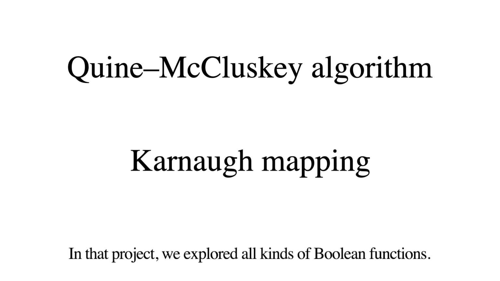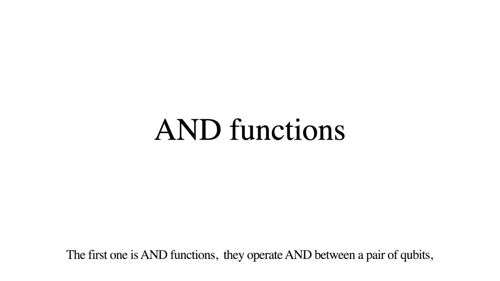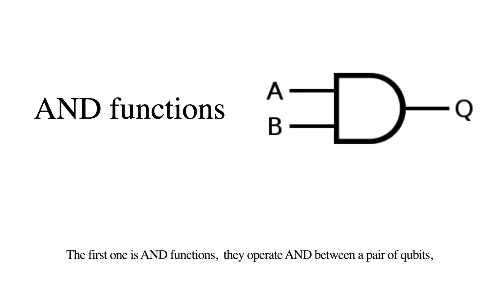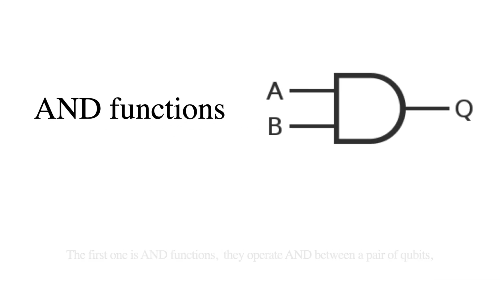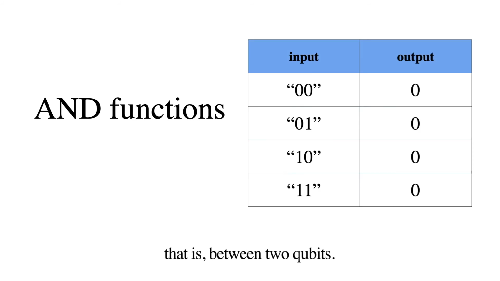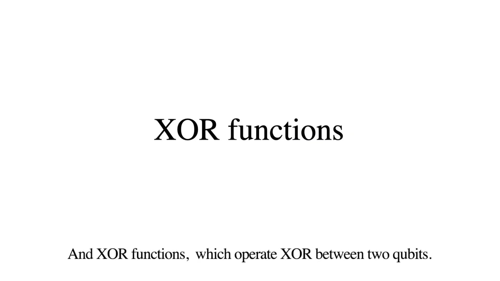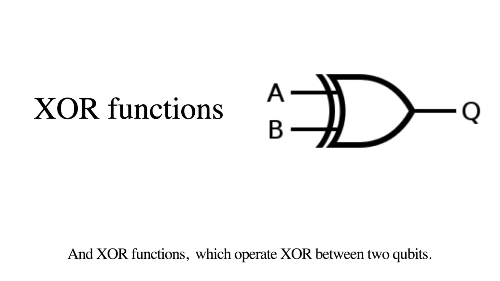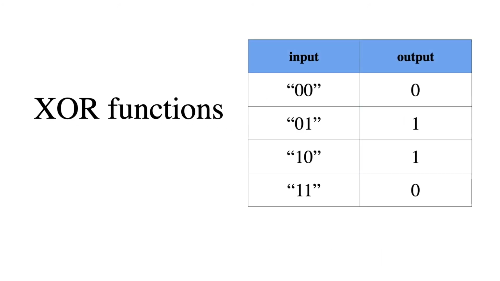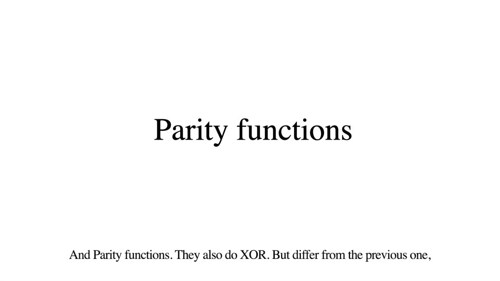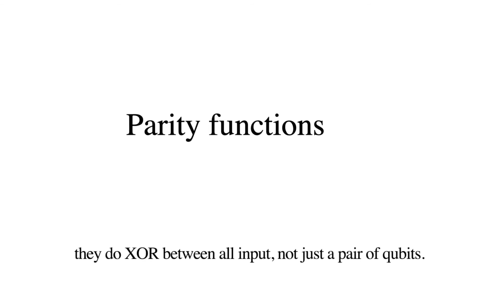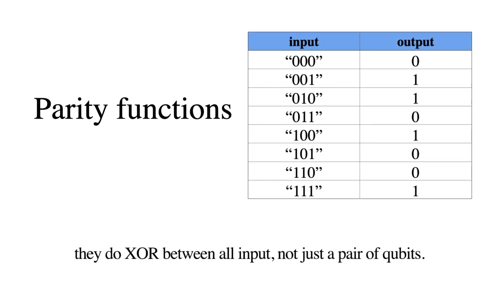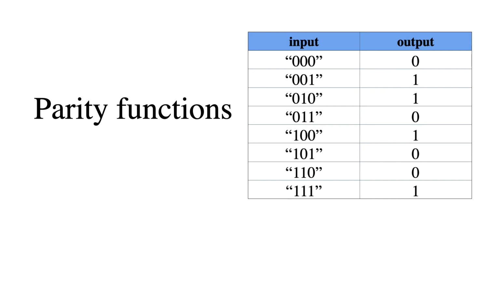In that project, we explored all kinds of Boolean functions. The first one is AND functions. They operate AND between a pair of qubits, that is, between two qubits. And XOR functions, which operate XOR between two qubits. And parity functions. They also do XOR, but differ from the previous one. They do XOR between all inputs, not just a pair of qubits. They are also known as odd parity.